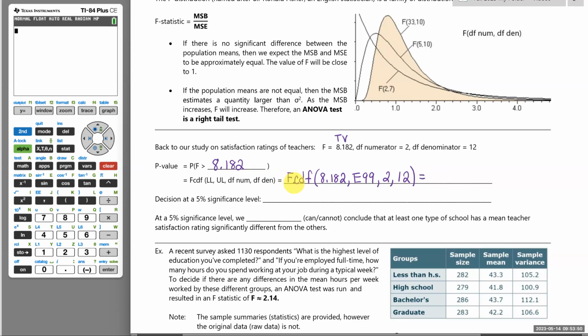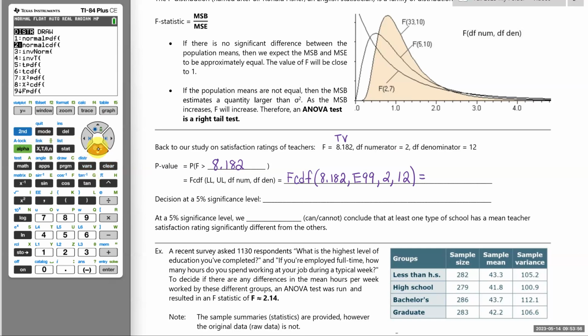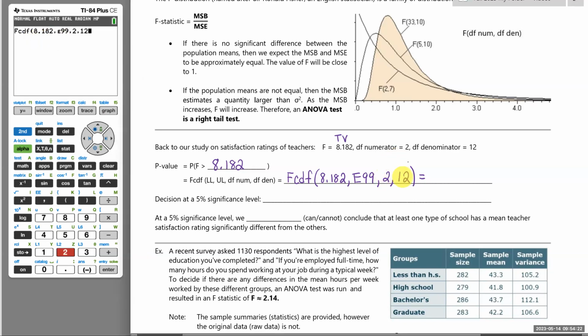All right, so let's find our FCDF. So we'll go to our distributions, and then I'm just going to scroll down here. So you'll find your FCDF. And then we're going from 8.182 to our infinity. So it was lower bound, upper bound, and then degrees of freedom of our numerator, degrees of freedom of our denominator. All right, and there's our p-value, 0.0057.